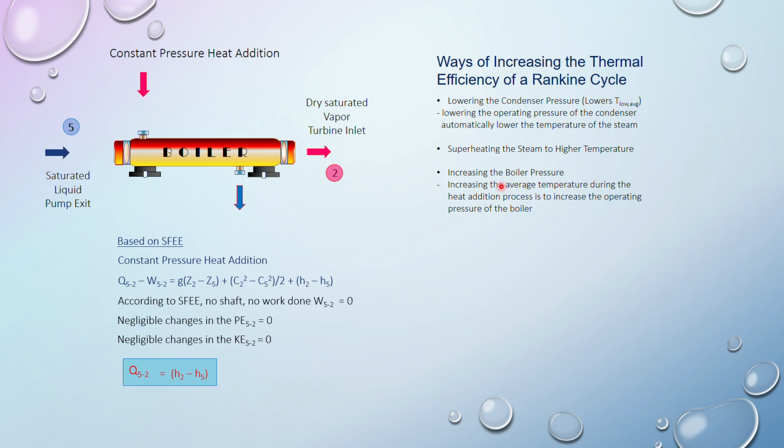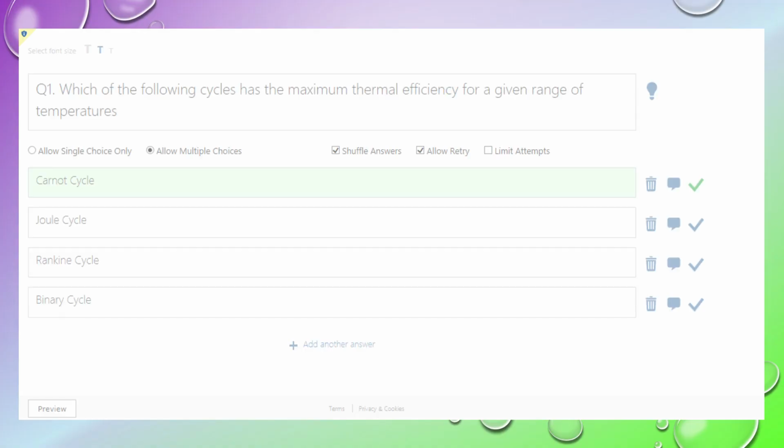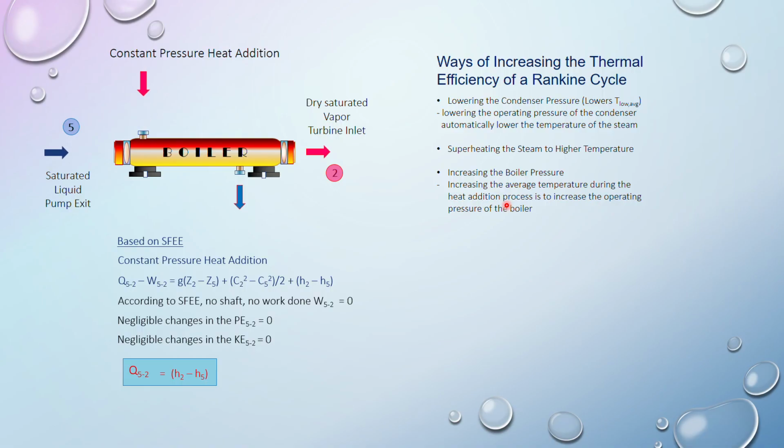Then, increasing the boiler pressure. That is the next point. Increasing the boiler pressure also helps improve the thermal efficiency. Increasing the average temperature during the heat addition process is done by increasing the operating pressure of the boiler. So that is it for the Rankine cycle.